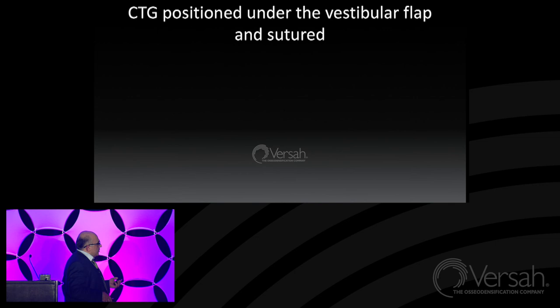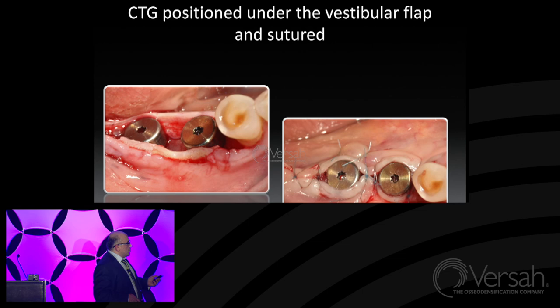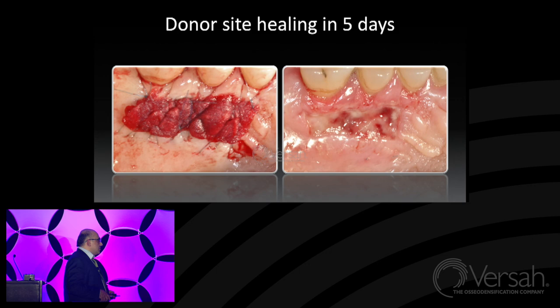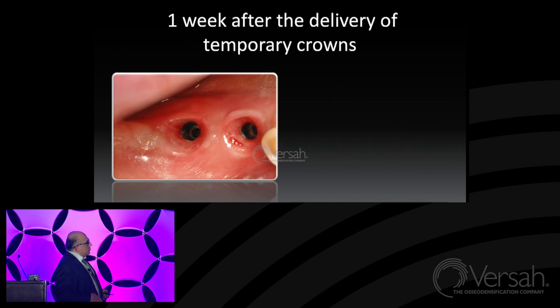We position connective tissue graft beneath the vestibular flap and make some suturing. This is the control X-ray. This is the donor site at the day of the surgery, and this is the fifth day after taking out this connective tissue graft. This is what we got 1 week after delivery of the temporary crown.